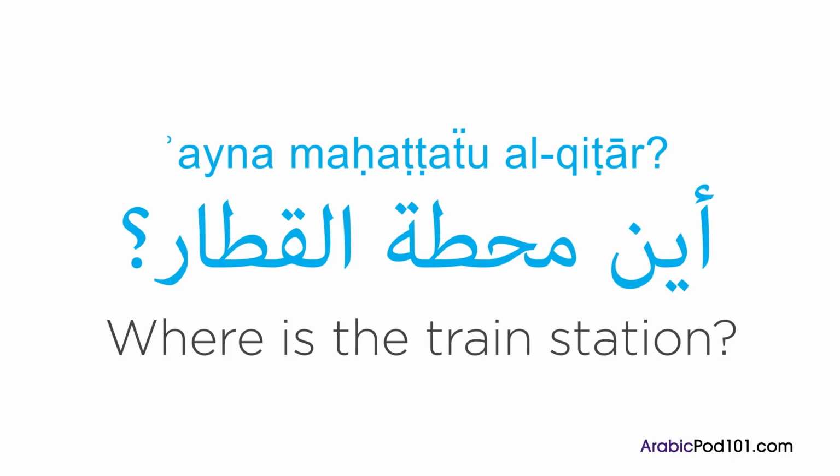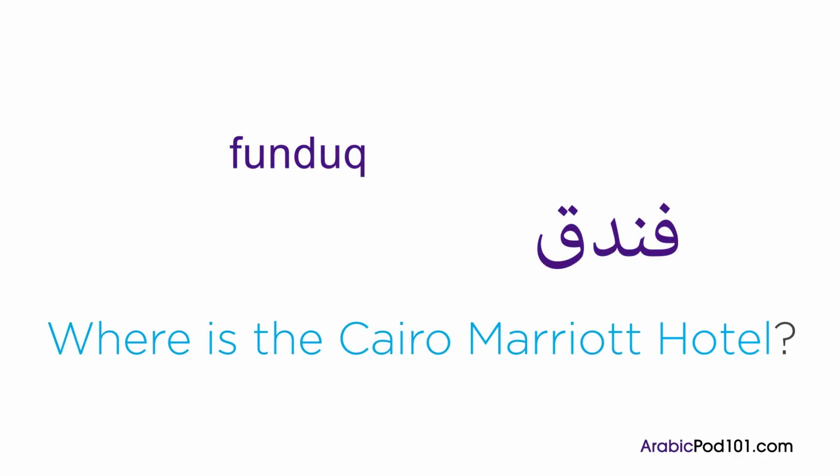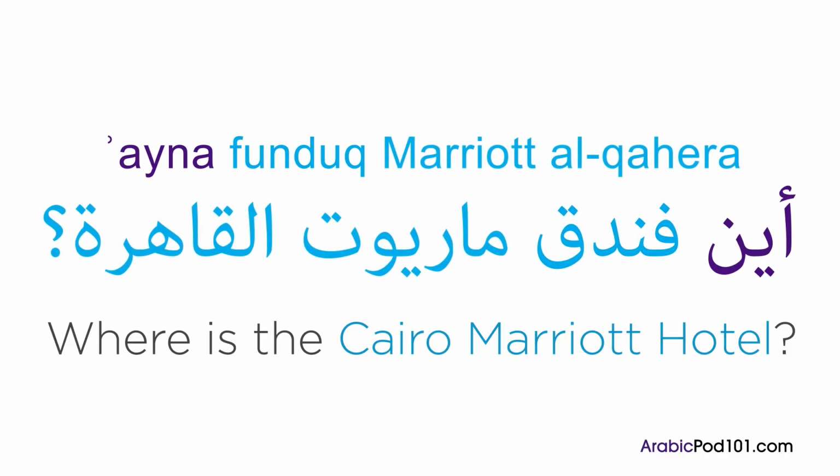أين محطة القطار. Repeat it again. أين محطة القطار. So you can ask where something is simply by saying أين and then adding the name of the place or location. So if the word for hotel is فندق, how would you ask, where is the hotel in Arabic? First you would say أين, then add hotel. فندق ماريوت القاهرة.